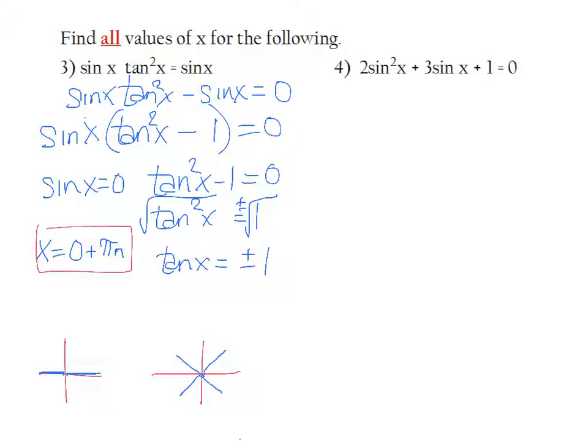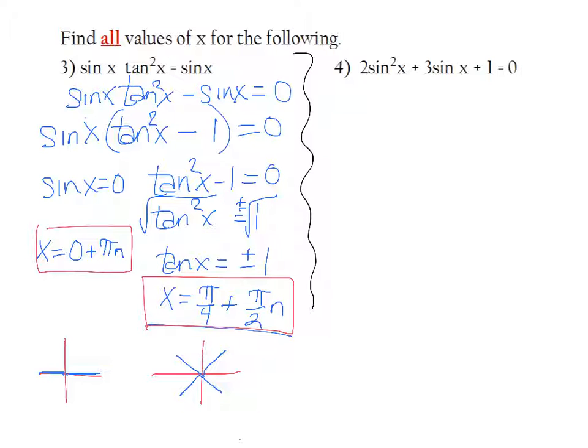I'm going to write that x equals pi over 4, plus it will repeat, and I said 90, but we write that as pi over 2 n. Those are all the solutions that would work.